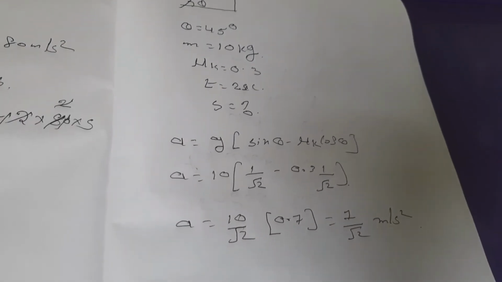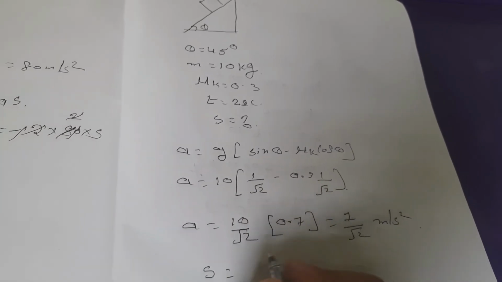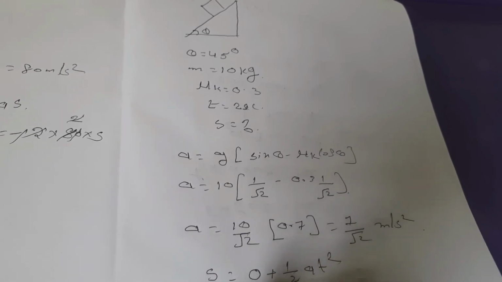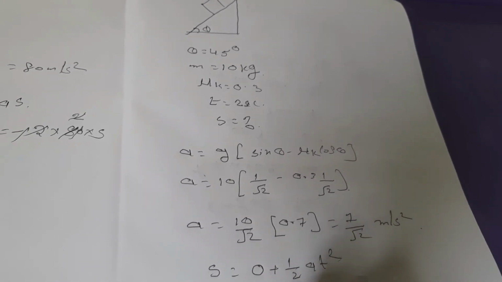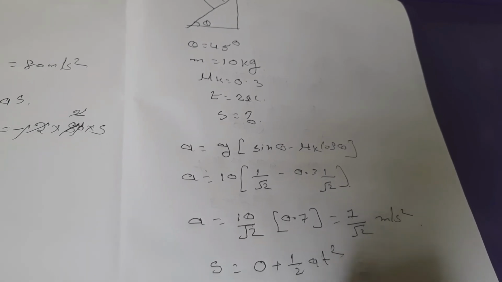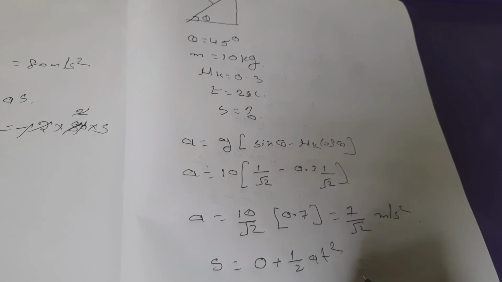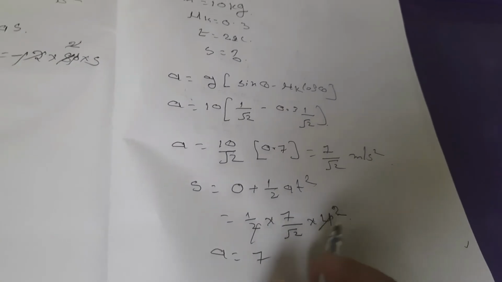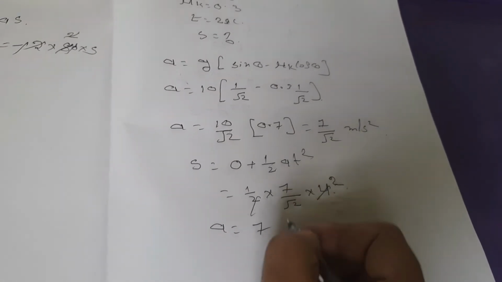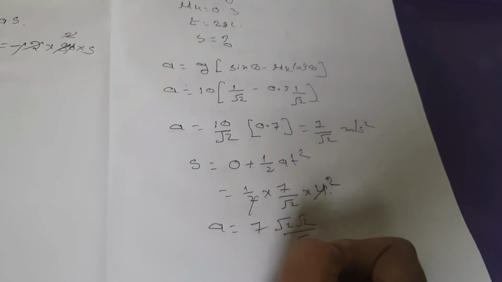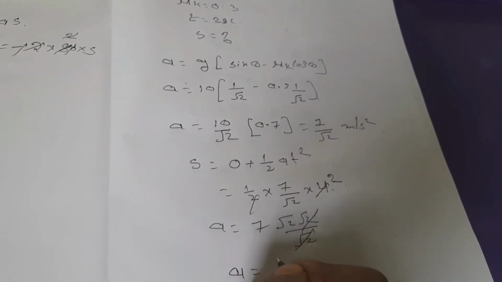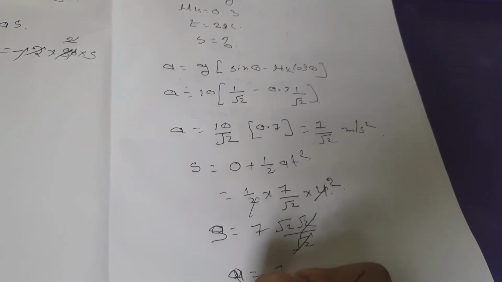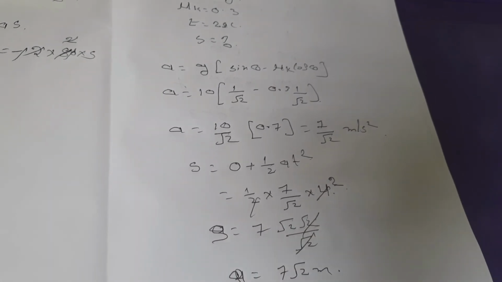When you know the acceleration, how to find out the displacement? Here we know the time, and initial velocity is 0, so s equals half at square. 1 by 2 into acceleration, which is 7 by root 2, into t square. T how much have they given? 2 seconds, so t square is 4. After simplification, 7 into 2, and we write this 2 as root 2 into root 2, over root 2. After simplification, the displacement is 7 root 2 meters. Like that we can find out.